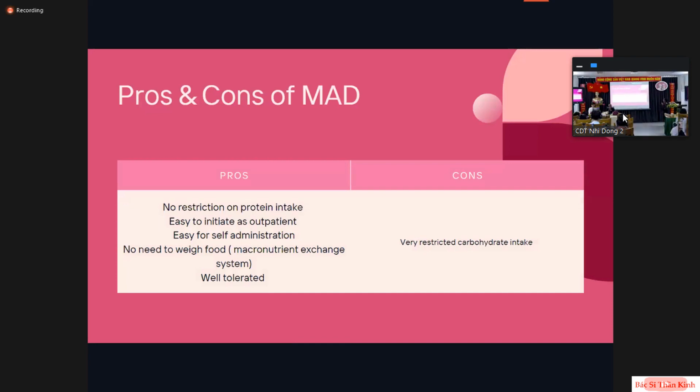The pros of a modified Atkins diet is there's no restriction on protein intake. Again, very easy to initiate as outpatient, easy for self-administration. You do not need to weigh food. We use a macronutrient exchange system. Probably the dietitians will teach you, and it's well tolerated. The only con is that there is very restricted carbohydrate intake.